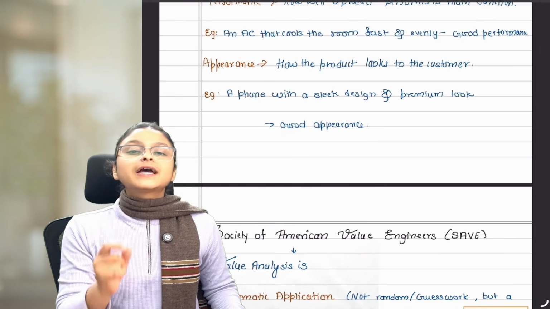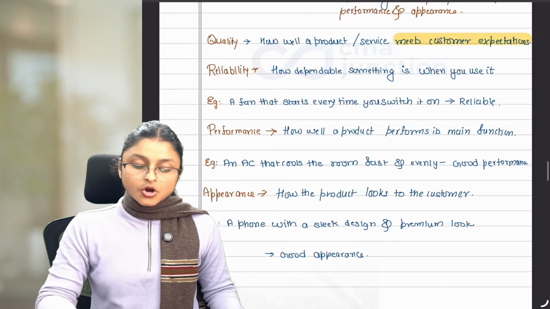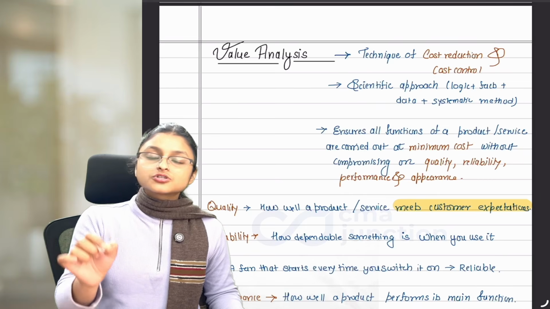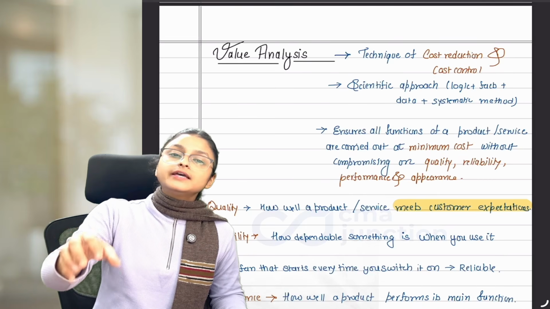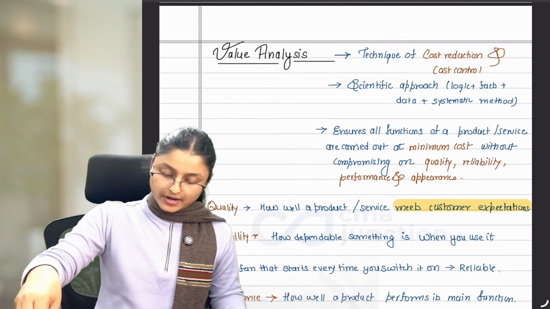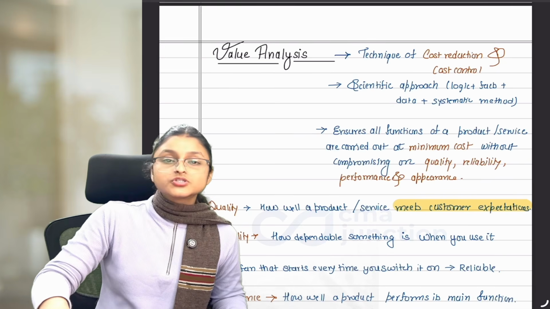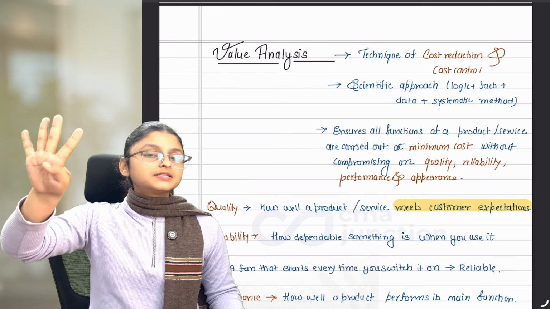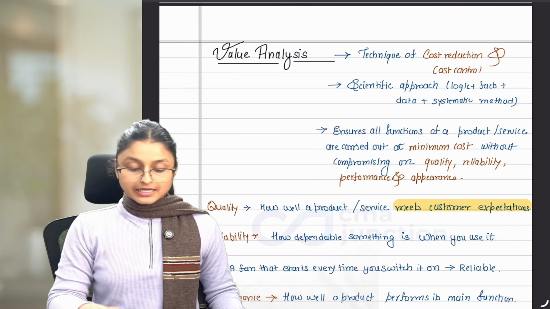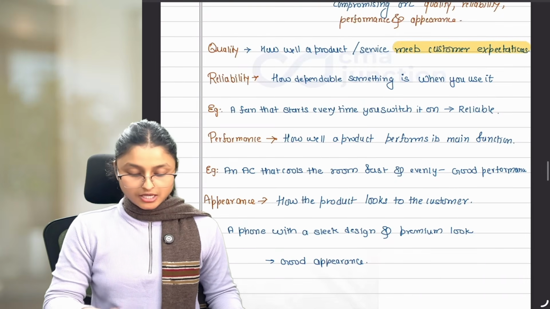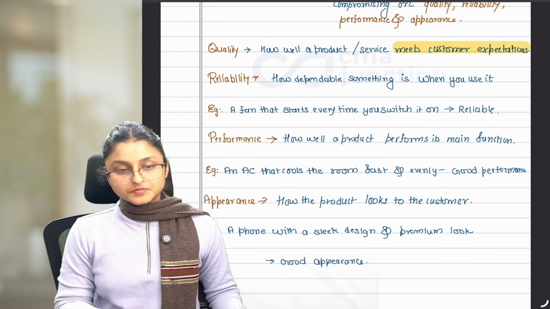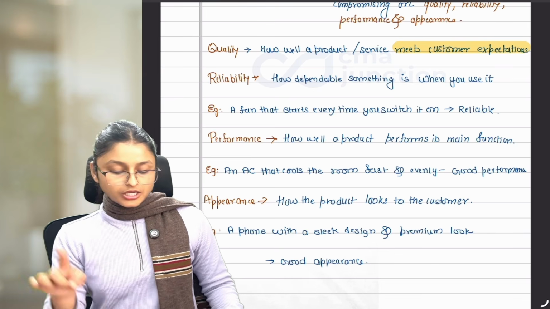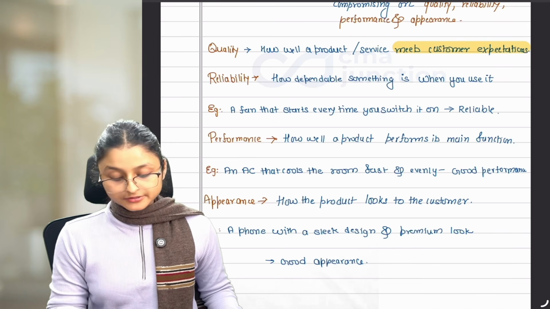Value analysis uses a scientific approach to ensure that all functions of a product or service are fulfilled at minimum cost without compromising on quality, performance, appearance and reliability. Done. This is what value analysis is. Quality, reliability, performance and appearance I have already explained to you. If you want, you can read it from here as well.